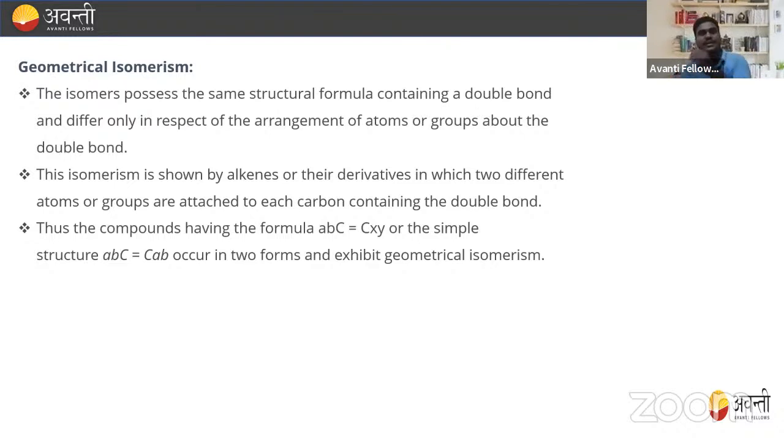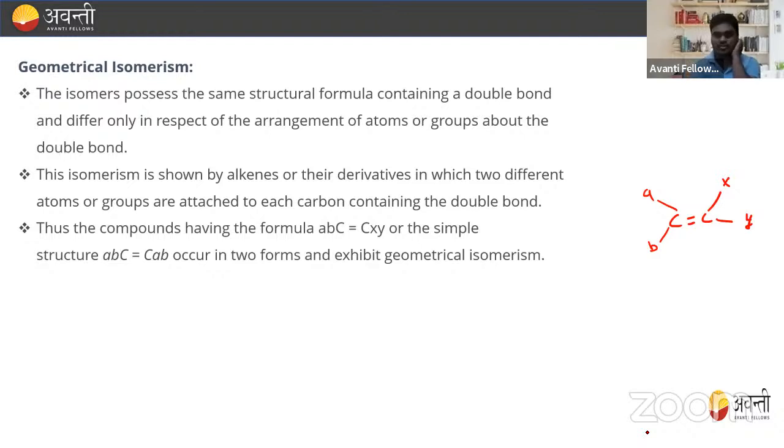So this isomerism is shown by alkenes or their derivatives in which two different atoms or groups are attached to each carbon containing the double bond. Thus, the compound has the formula ABC double bond CX. What do you mean? It means we must have a restricted rotation system like a double bond, with two different groups like A, B, and this is X and Y.